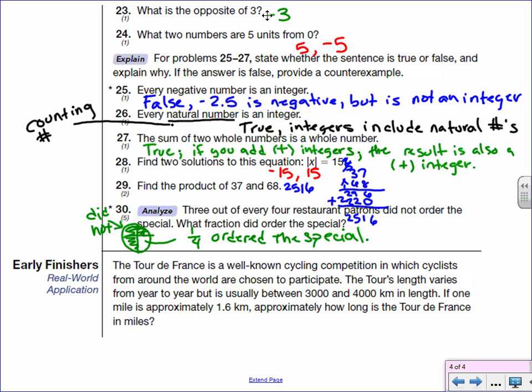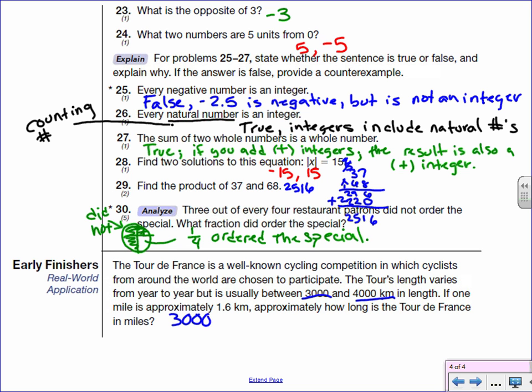All right, and then the last one. The Tour de France is a well-known cycling competition in which cyclists from around the world are chosen to participate. The tour's length varies from year to year, but is usually between 3,000 and 4,000 kilometers in length. If 1 mile is approximately 1.6 kilometers, approximately how long is the Tour de France in miles? Well, they're asking us to convert both of those into miles.